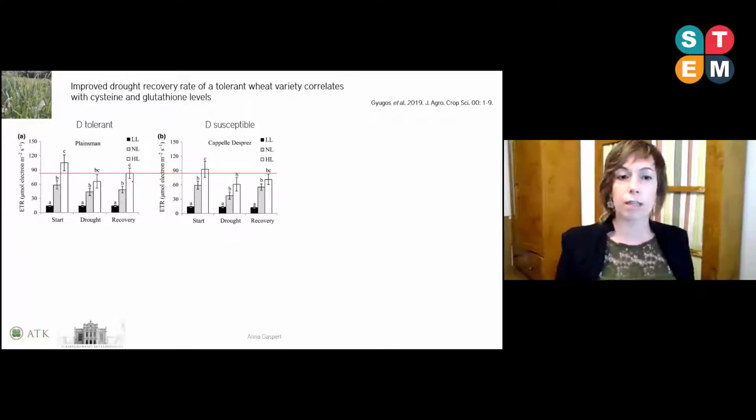So there is a trend that high light intensities of 500 micromoles photon flux per square meter per second might enhance the recovery rate of this wheat variety. And in Capelle de Pré, this is a little less, but it's not a significant difference.